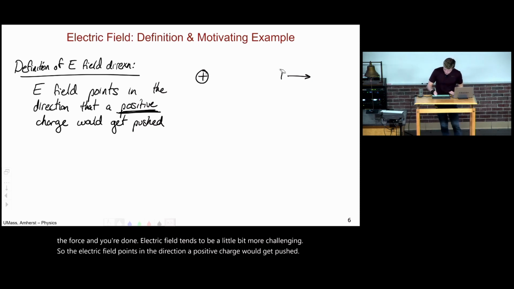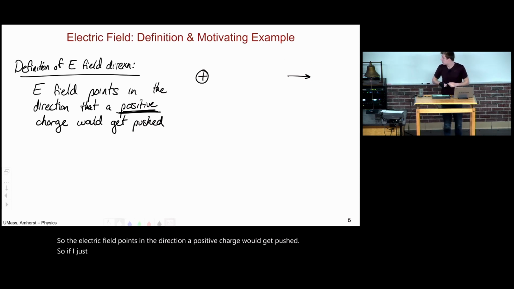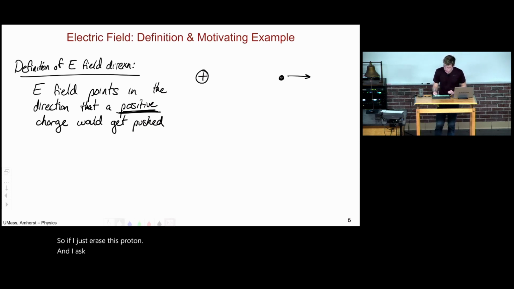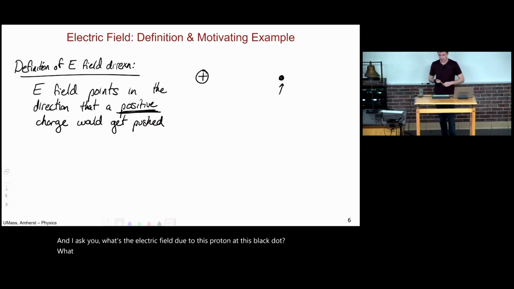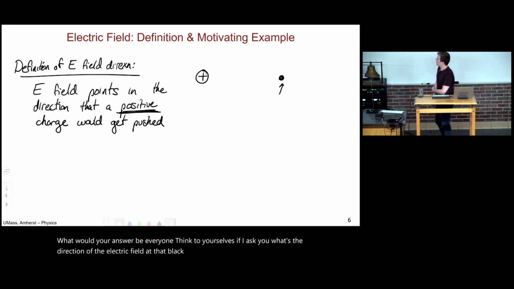So if I just erase this proton, and I ask you, what's the electric field due to this proton at this black dot, what would your answer be? Everyone think to yourselves. What's the direction of the electric field at that black dot?